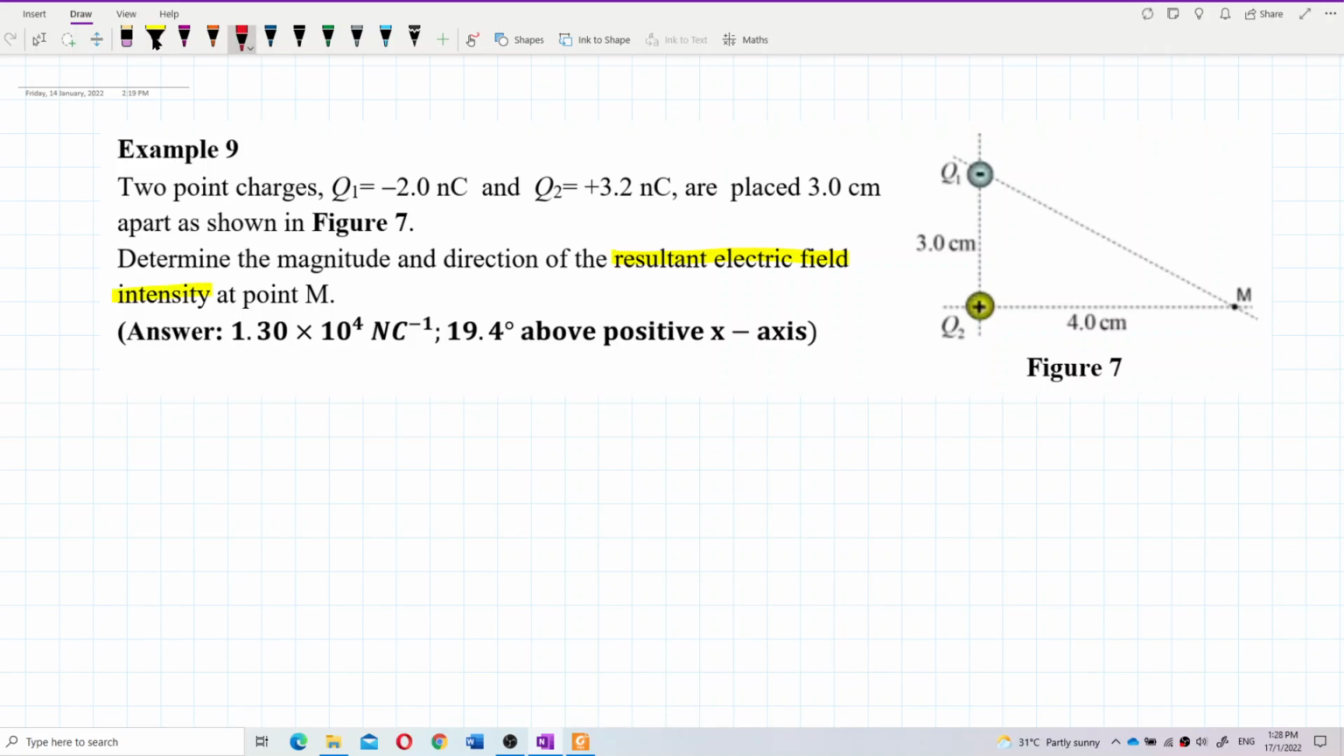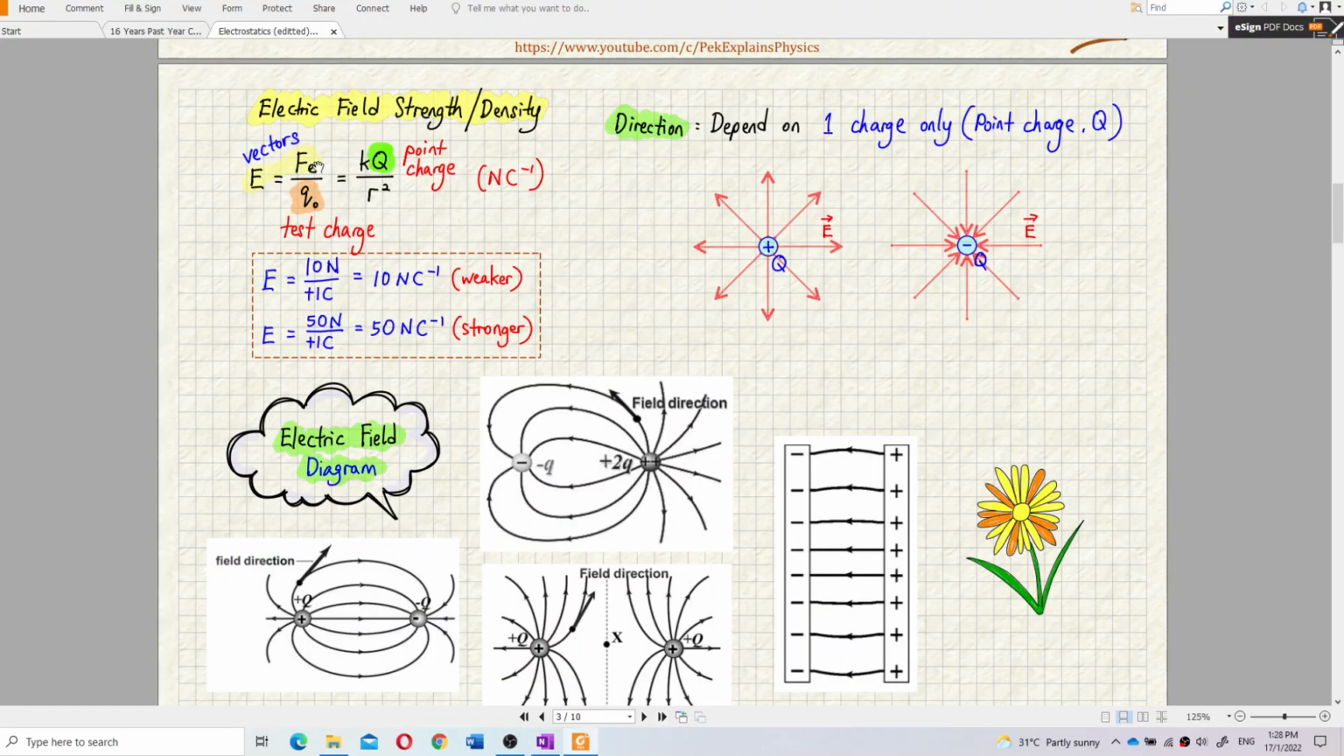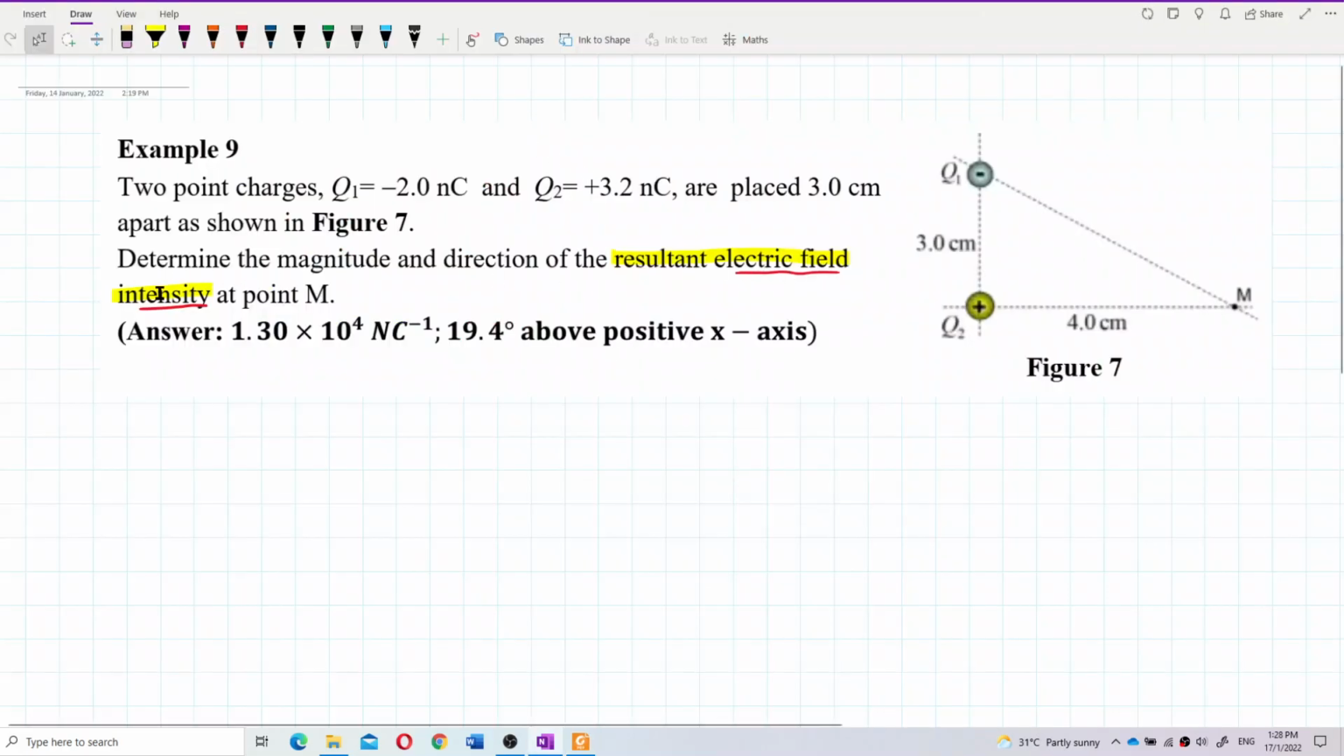What is electric field intensity? That's right, that's electric field strength or electric field density. You also call it electric field intensity. So this is to find the E. Since it says resultant, we want to find the total or net. This is the net electric field strength, or you can say total electric field strength.